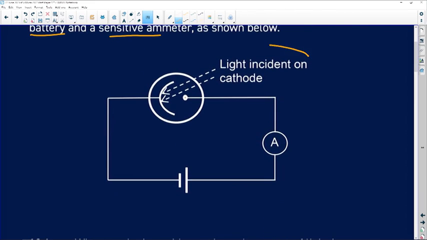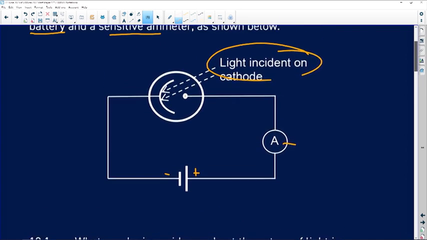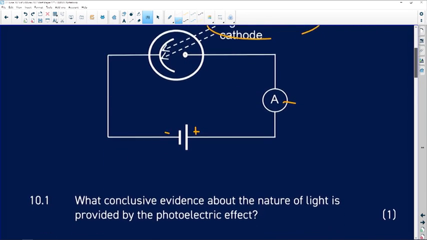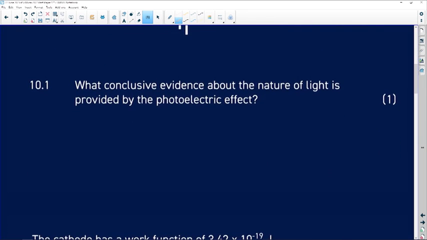There is the light that is shone into the cathode there. We have our negative here and we have our positive this side. This is our ammeter. So when this light is shone here, if it has enough energy to overcome the work function, electrons are going to be ejected. But let us look at our questions here.